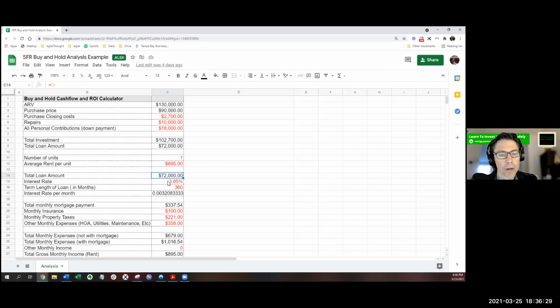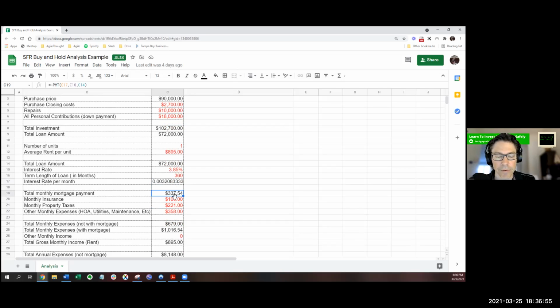Okay. So as I said, the interest rate is 3.85, and it's just a standard 30-year fixed loan. And what that gives us here on a $72,000 loan amount is a $337.54 a month payment. Now that's really low, right? In fact, when you look at that, you may be thinking, whoa, the difference between $8.95 and $337, heck yeah, right? So that's what a lot of people think.